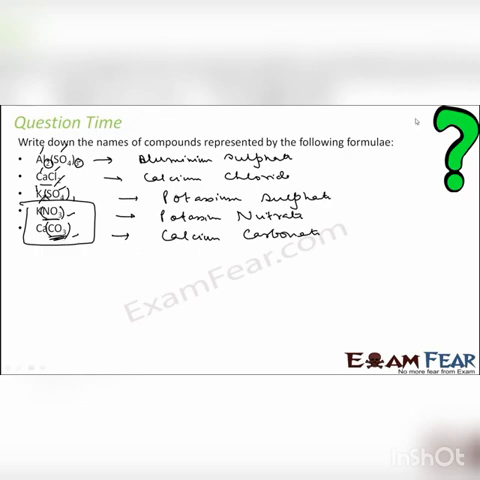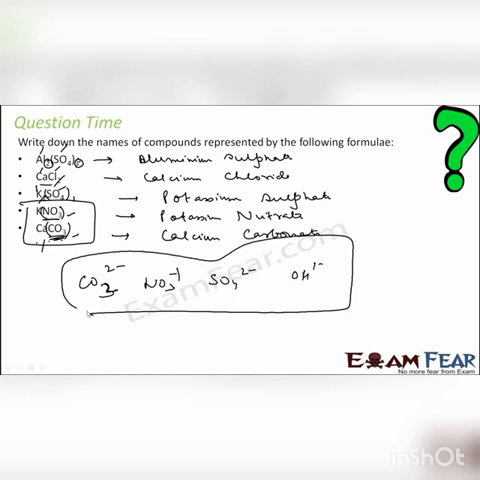Don't write the name as calcium, carbon, oxygen. You have to understand that CO3 is a polyatomic ion. Some of the polyatomic ions are CO3 2 minus, NO3 1 minus, SO4 2 minus, OH 1 minus. Anything else I could think of? Yeah, mostly you will see these kinds of polyatomic ions.